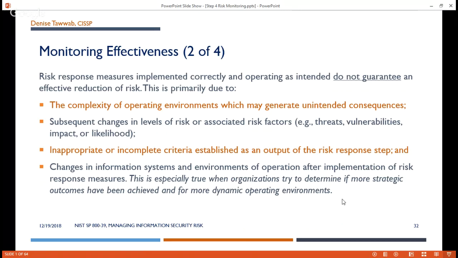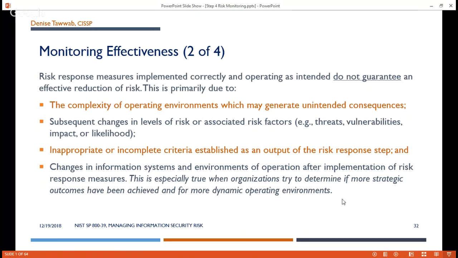You can have your risk response measures implemented correctly and operating as intended, but that does not mean that the risk you were trying to mitigate is actually reduced. This is primarily because of, one, the complexity of operating environments, which may generate unintended consequences. Two, subsequent changes in levels of risk or associated risk factors. Threats, vulnerabilities, impact, or likelihood could have changed.